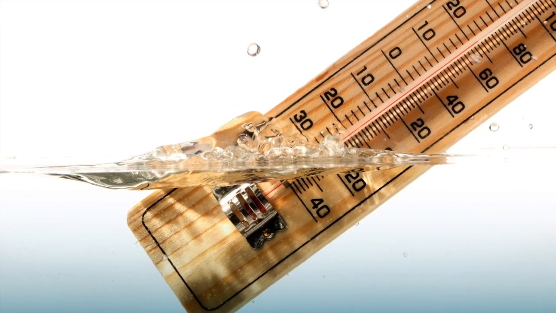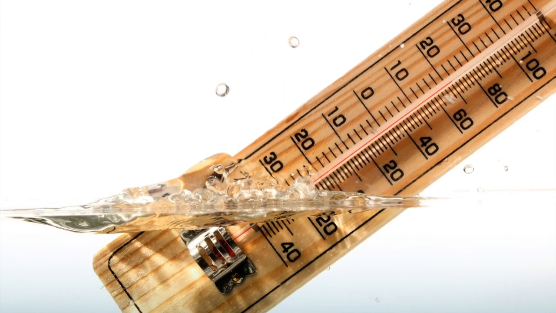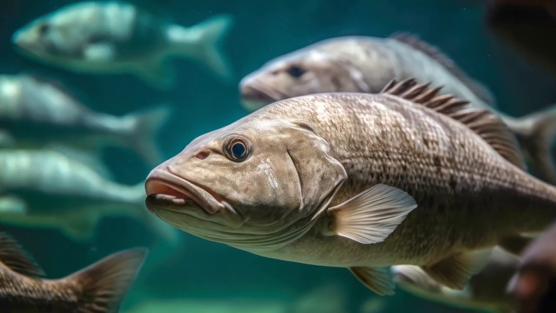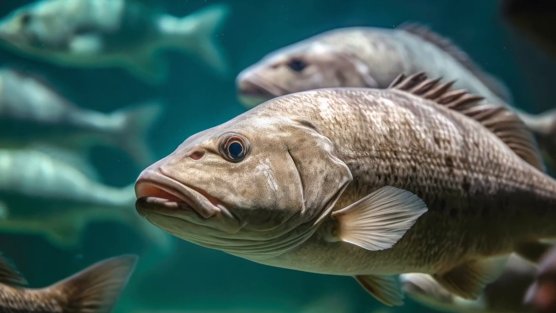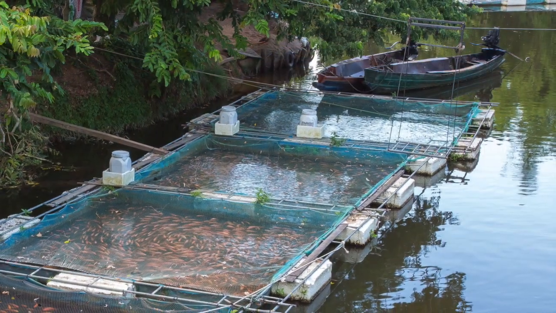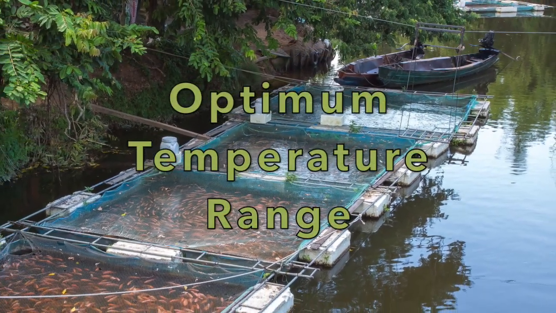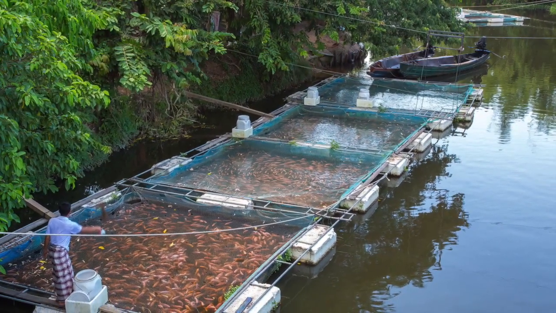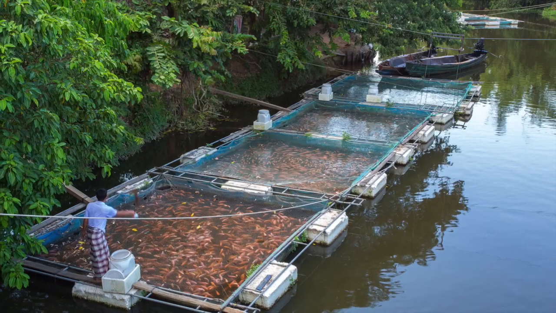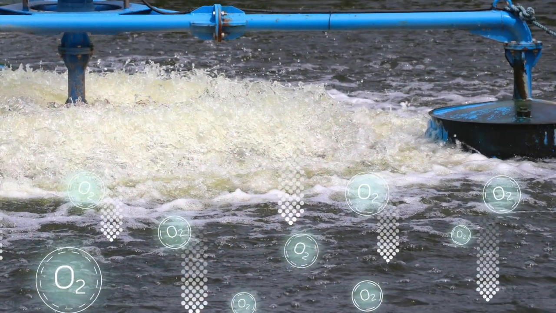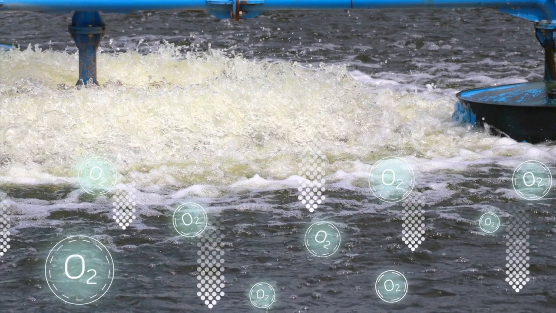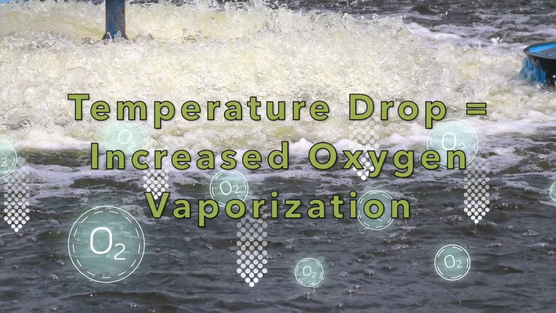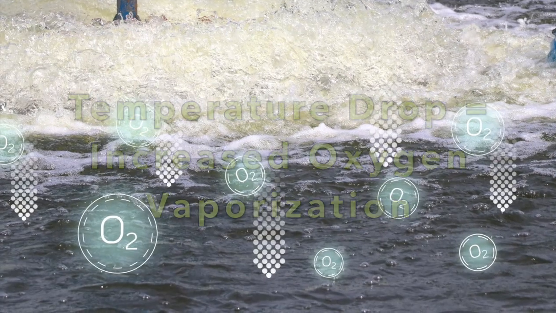Temperature affects all biological and chemical processes within an aquaculture operation. The temperature of the water can be adjusted by fish moving to cooler or warmer waters. Each species has an optimal temperature range or preferred temperature where they grow best and are affected by temperatures that are above or below the optimum. Temperature can determine what level of dissolved oxygen is safe for the organism. As temperature drops, oxygen vaporization increases.